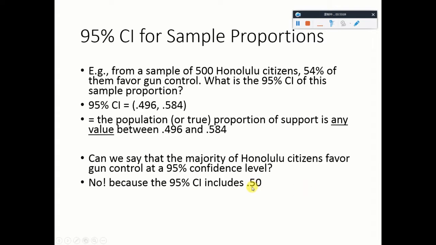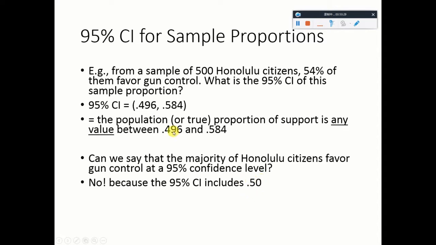0.5 is the split or the threshold for majority, right? If you have exactly 50% of Honolulu citizens support gun control, that means you will have another half of the population that is against gun control. Then you don't have a clear majority.